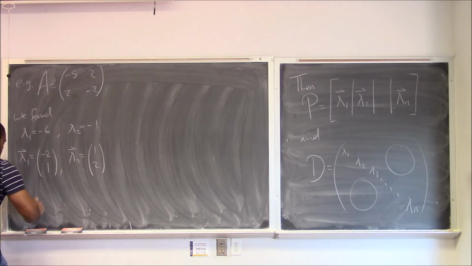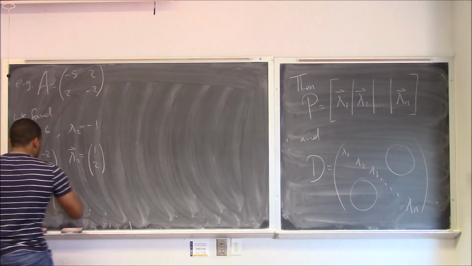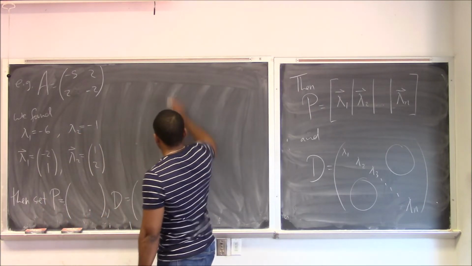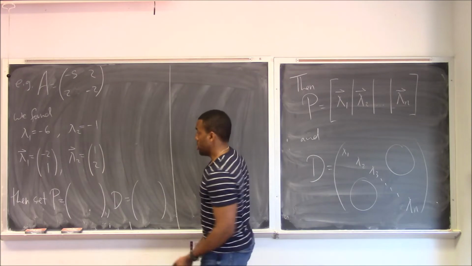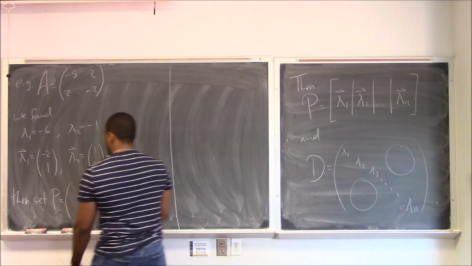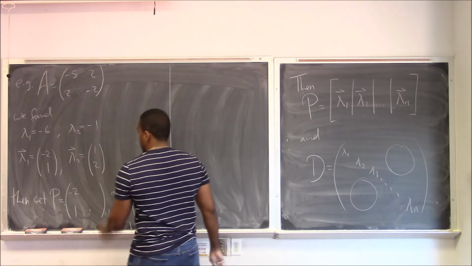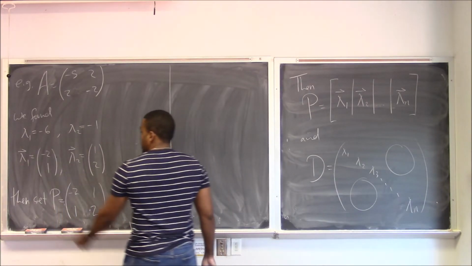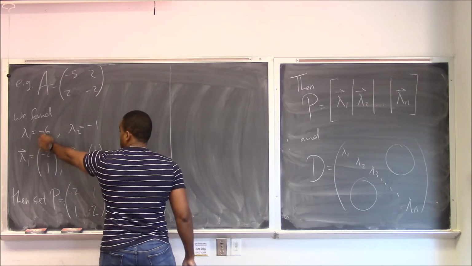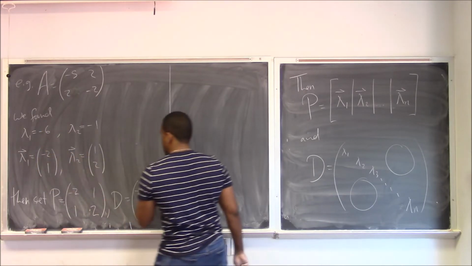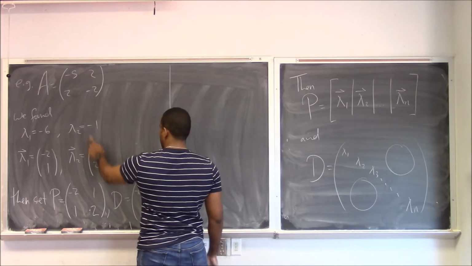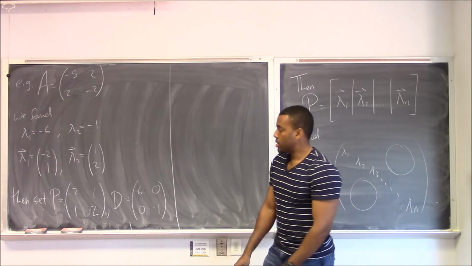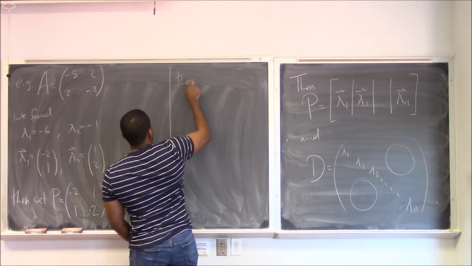Then set P equals this matrix and D equals this matrix. So literally take this vector, (-2, 1), and put it as the first column. Take this vector, (1, 2), and put it as the second column. Take the eigenvalue corresponding to the first vector and put it here, the eigenvalue corresponding to the second vector and put it here, and 0 here and 0 here. These diagonalize A.